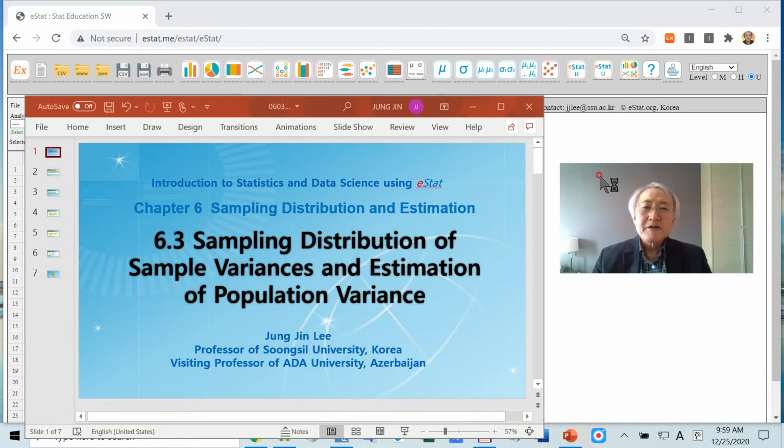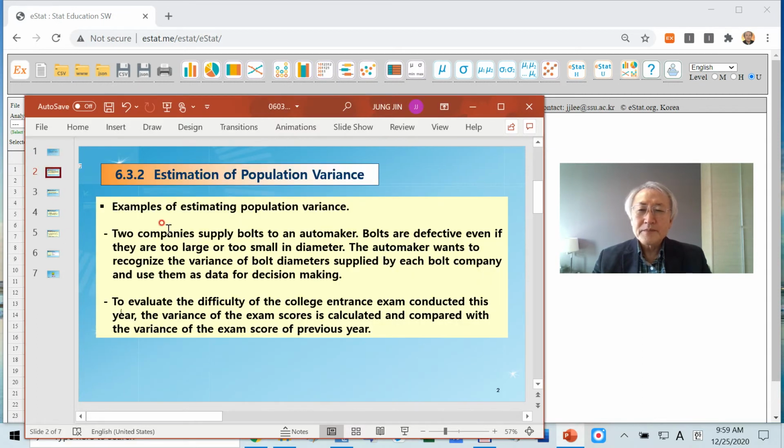In the previous lecture, we studied the sampling distribution of sample variances. We can use that distribution to estimate population variance. Let's look at the example. Here's an example of why we estimate population variance.